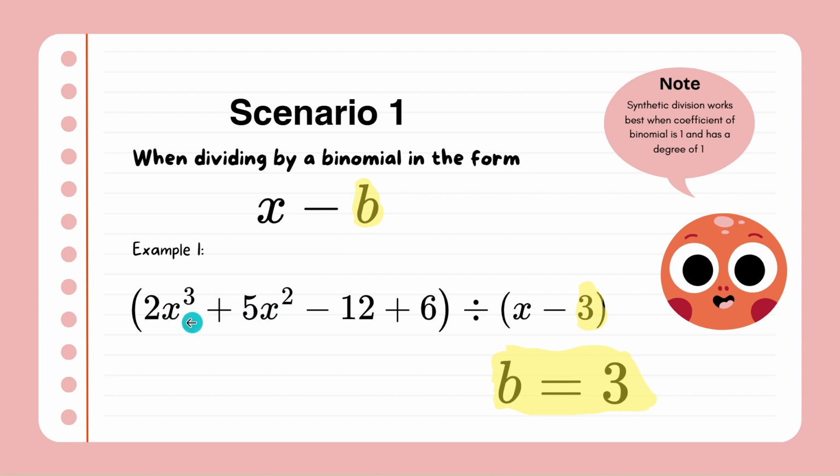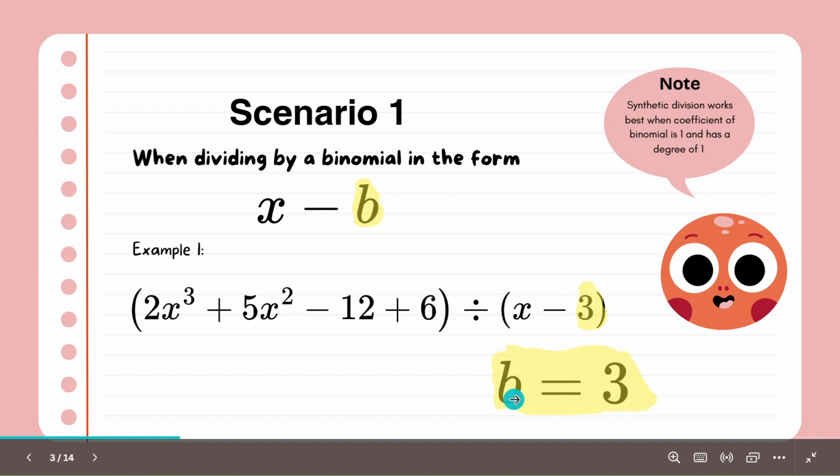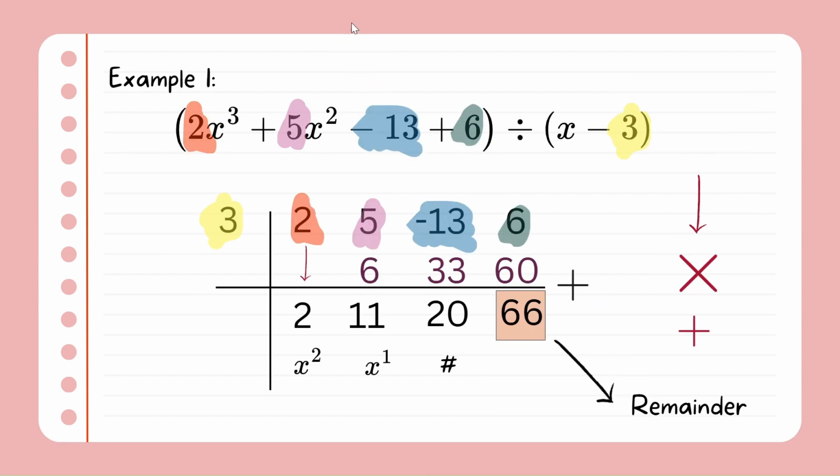So in this example, we have to divide this polynomial function by x minus 3, so our b value is equal to 3. Using synthetic division, we place the b value of 3 over to the left of the table, and then we lay out the leading coefficient of each term on the right side. We have 2, we have 5, negative 13, and 6.